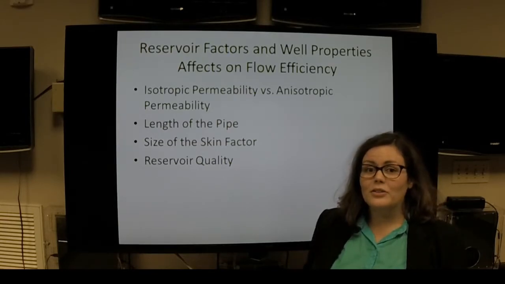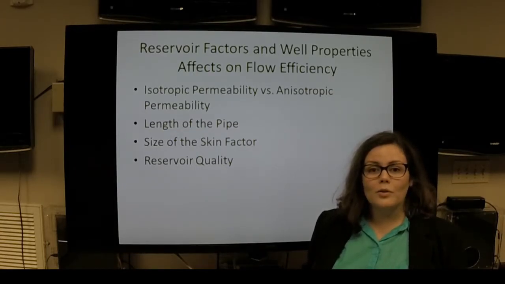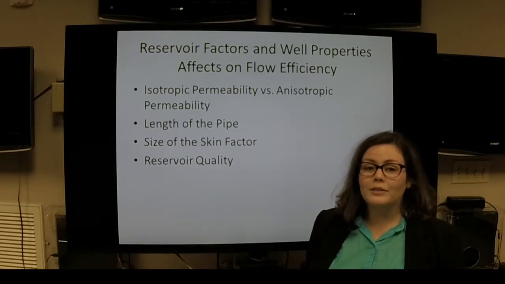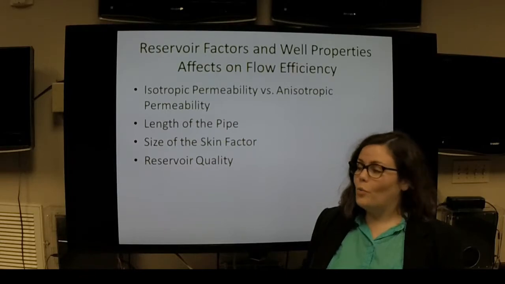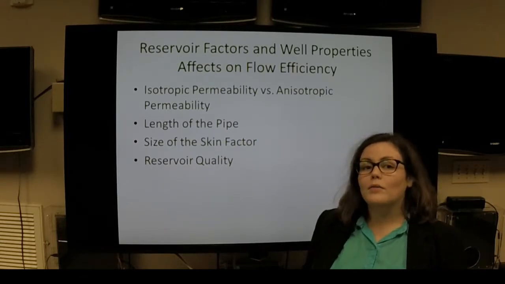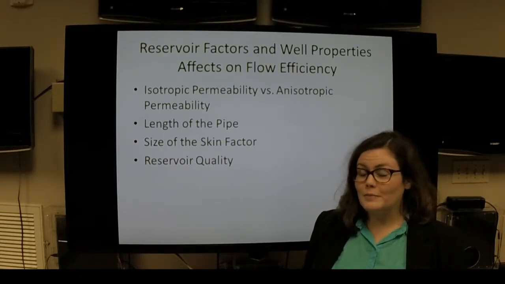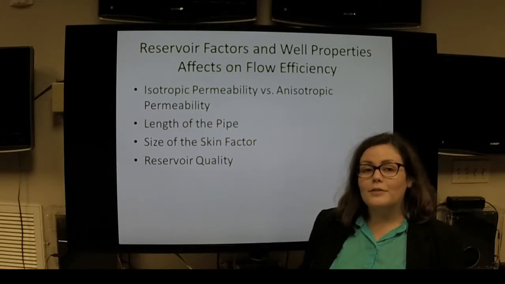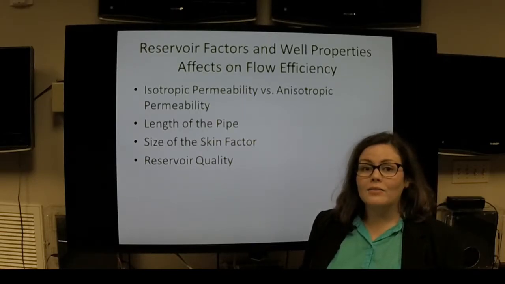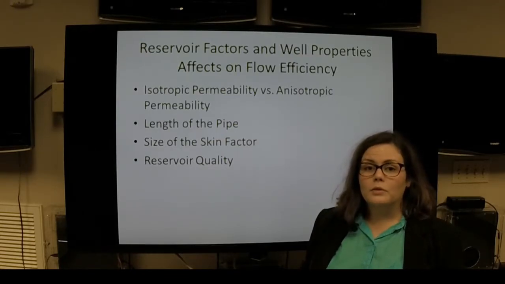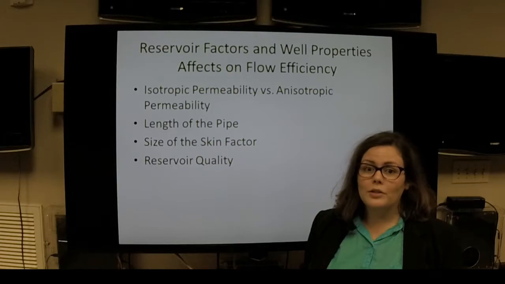The size of the skin factor is also very important because in a vertical and a horizontal well, if they have roughly the same skin factor, the horizontal well will produce much more. If it is severe damage, you will have to stimulate the horizontal well. Also, the quality of the reservoir affects flow efficiency. When a reservoir is very poor, you're more likely to have skin and formation damage, thus blocking your pipe and decreasing your flow efficiency, whereas with a good reservoir, you generally do not have to worry about that.